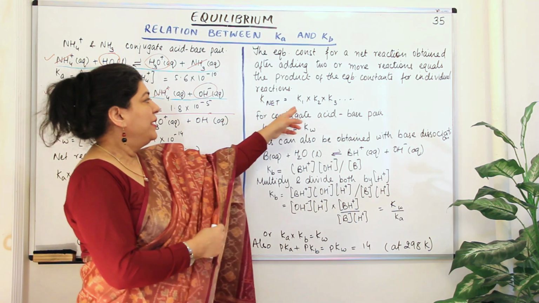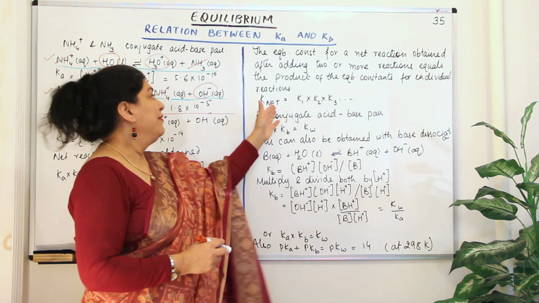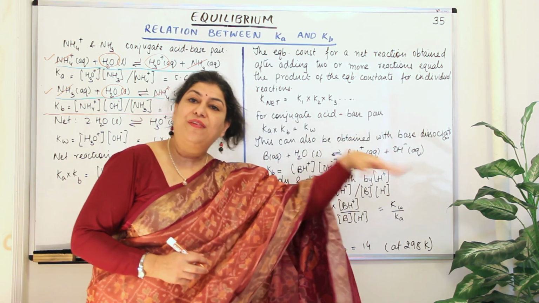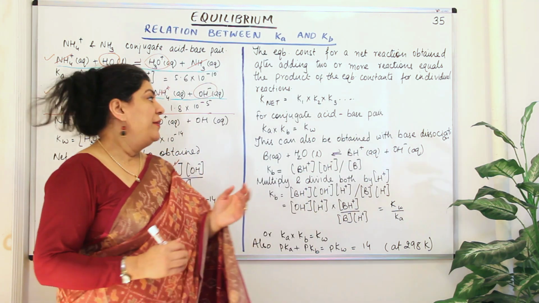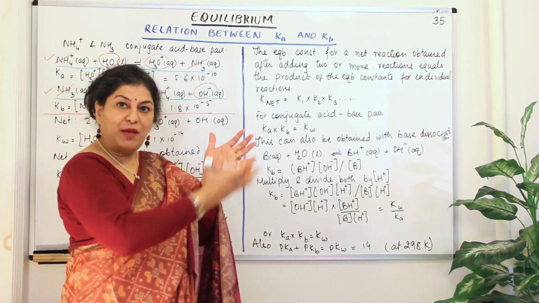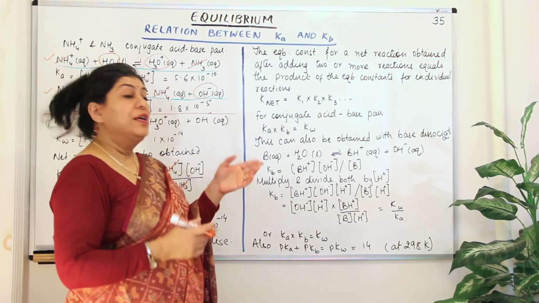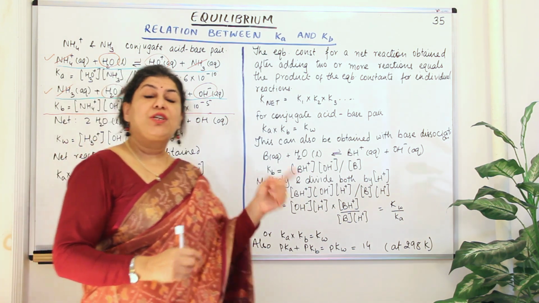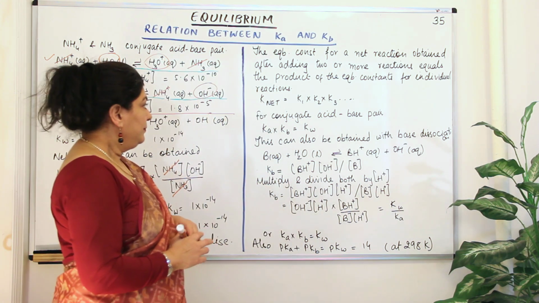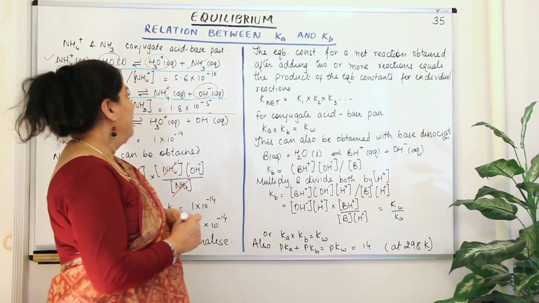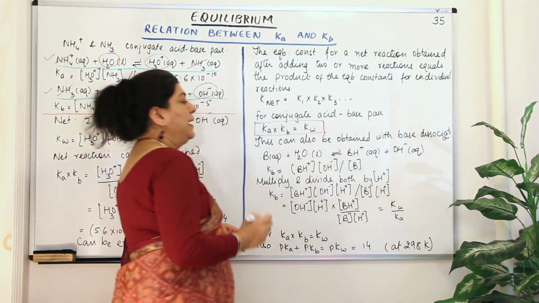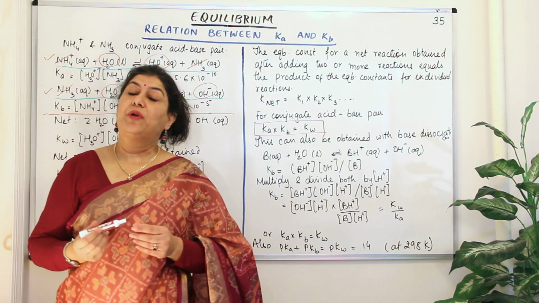So K net, if there are, let us say, 3, 4, 5 reactions, would be K1 into K2 into K3 into K4 into K5 and whatever number of reactions you have. So the net reaction would always be a sum total of all the reactions, and the equilibrium constant of the net reaction would be a product of the equilibrium constants of all of those. And for a conjugate acid-base pair, which we've already done here, Ka into Kb is equal to Kw, where Kw is the ionic product of water.